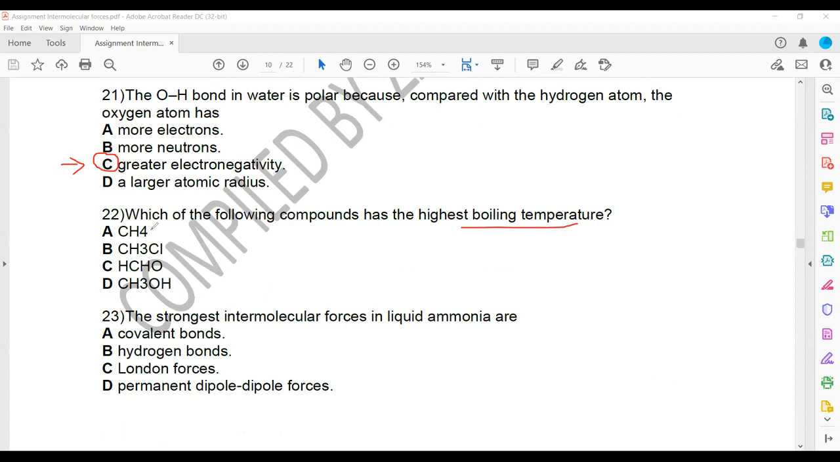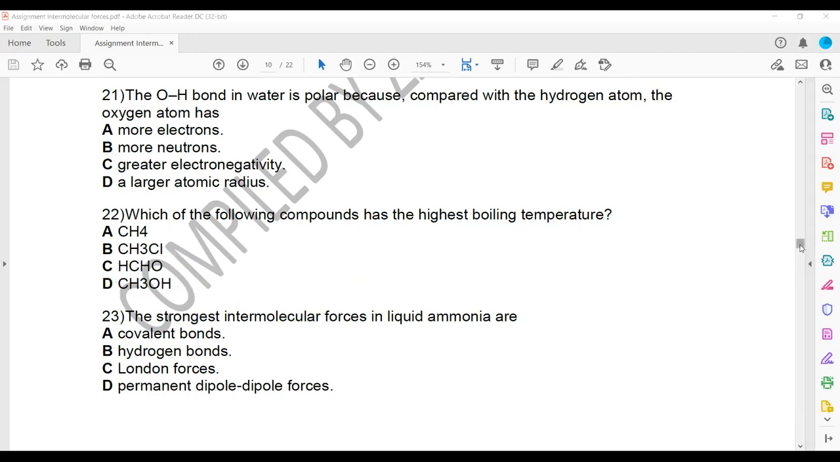So the first example will have London force, the major force. The second one will have dipole force. The third one will also have dipole force, because hydrogen is not bonded directly to oxygen; the carbon is double bonded with O and H. But the fourth one has hydrogen bonding, which is the strongest. Then the strongest intermolecular force in ammonia is hydrogen bonding, because nitrogen forms a bond with hydrogen, so the molecules are linked together by hydrogen bonds.